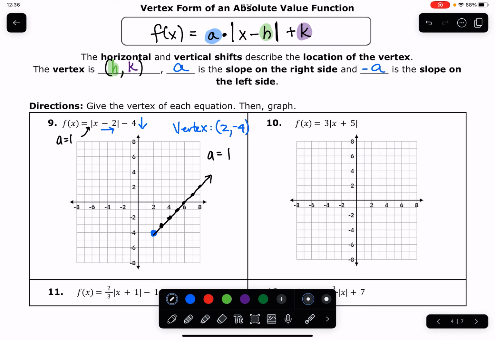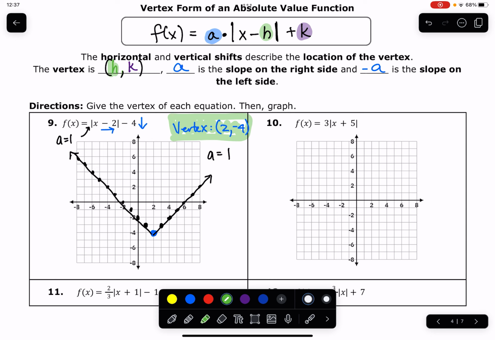Now, because the V is symmetrical, the left side is going to look exactly as a reflection. So we're going to move up 1 now to the left. Up 1 to the left, up 1 to the left. And this is what the graph is going to look like. But again, it starts by first identifying our vertex, plotting that point as the center of our V, and then simply drawing the V by following the a value as our slope.